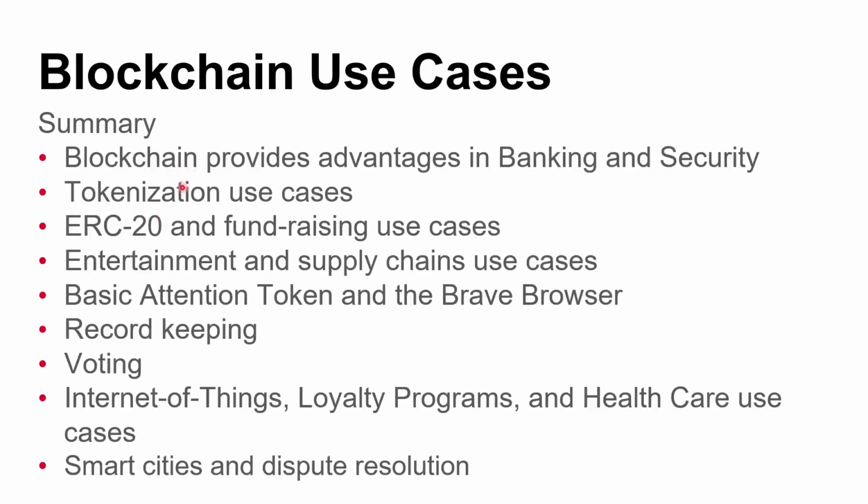So the summary of what we talked about: blockchain provides advantages in banking and securities transactions. The tokenization use cases: ERC20 for fundraising, please take a look at that. Entertainment and supply chain use cases. Basic Attention Token in the Brave browser, please look this up, brave.com. I think you'll like the browser at least. Record keeping, voting, Internet of Things, loyalty programs, healthcare. You will see blockchain solutions. Maybe you won't even know there's a blockchain behind many of the solutions that we'll soon see in the future.